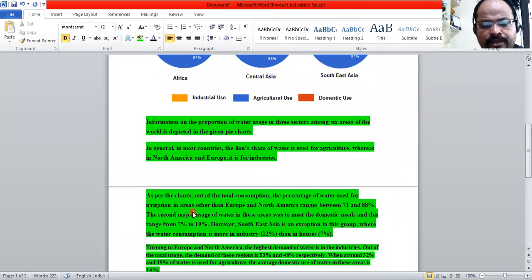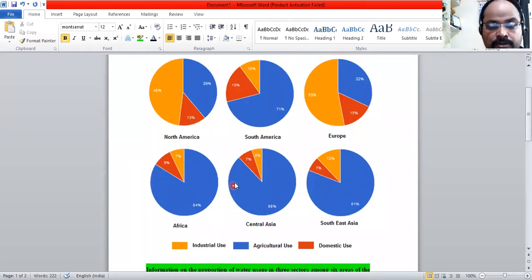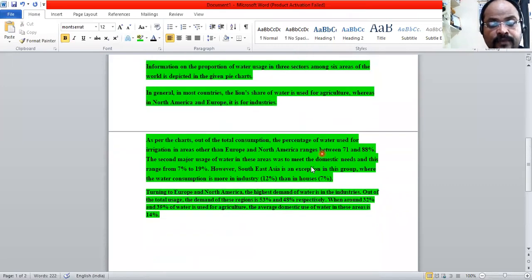Now, the second major usage of water in these areas was to meet domestic needs, and this ranges from 7% to 19%. You can see the domestic use is from 7% to 19% in these regions. But there is an exception in Southeast Asia that is mentioned clearly. However, Southeast Asia is an exception in this group where the water consumption is more in industry, given in brackets as 12%, than in houses. Now we have said that.